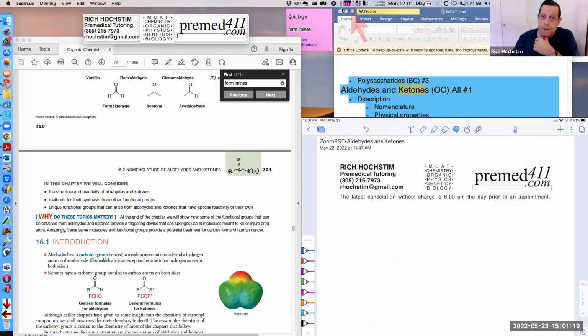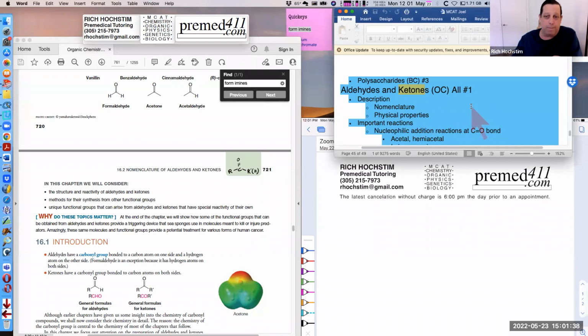Hey folks, today we're going to be taking a look at aldehydes and ketones on the MCAT. And if you look at a textbook, you'll see there's considerably less information on the MCAT than in your textbook, which is probably a good thing. And this is true for most areas of orgo.